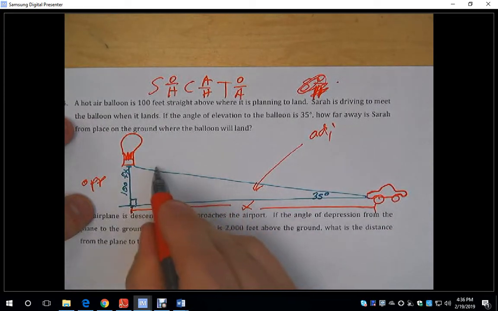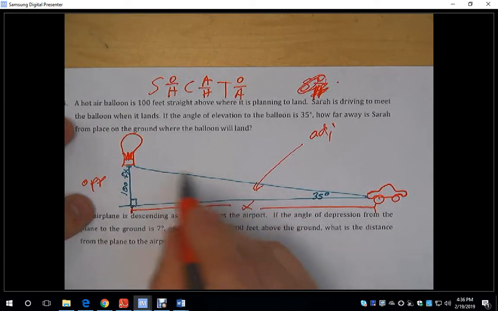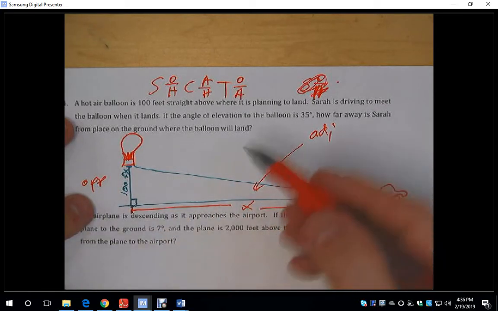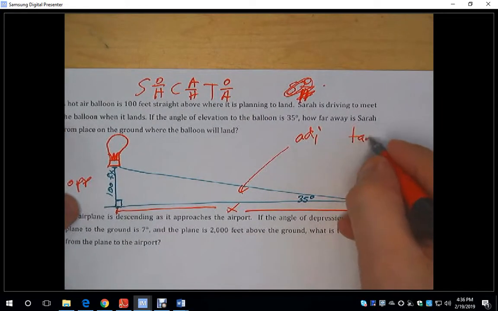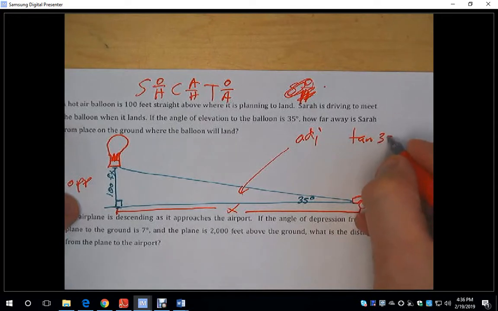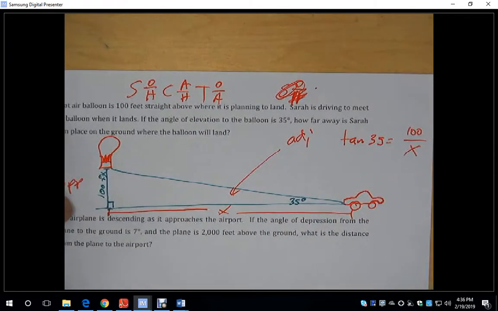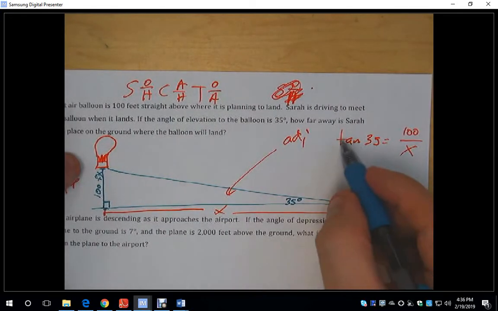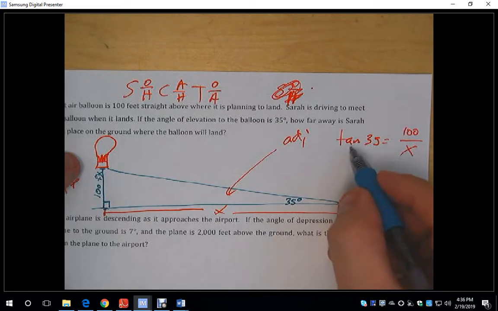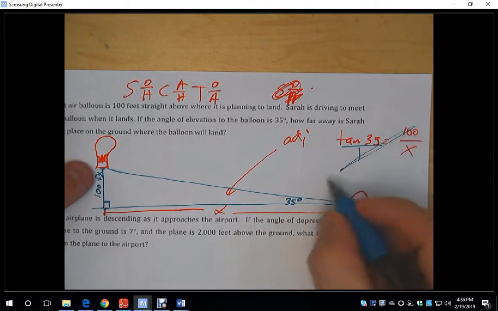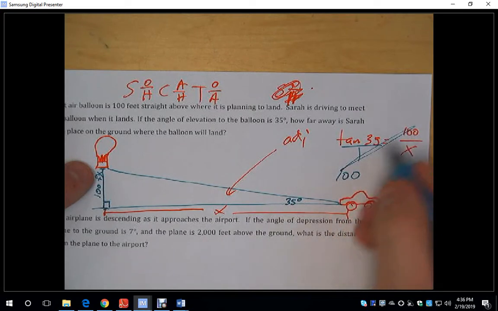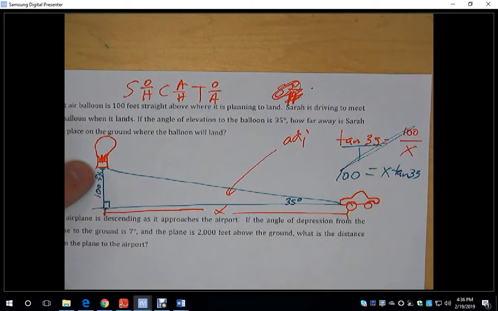And then, of course, this line here, which I don't need to figure out, is my hypotenuse. So I'm going to use tangent. Tangent of our angle 35 equals my opposite of 100 over my adjacent, which is x. I'm going to use cross multiplication because tan of 35 is the same thing as tangent of 35 over 1. I'm going to cross multiply. That gives me 100 going diagonally one way, and x times tangent of 35 going the other way.